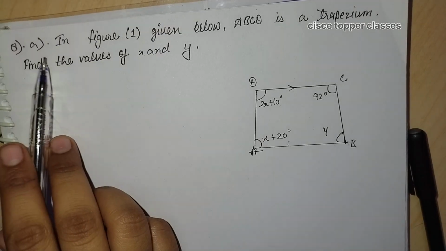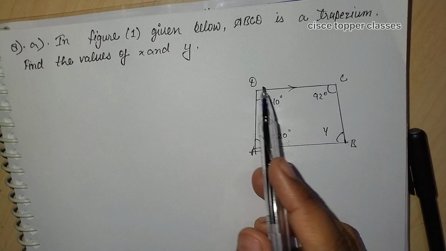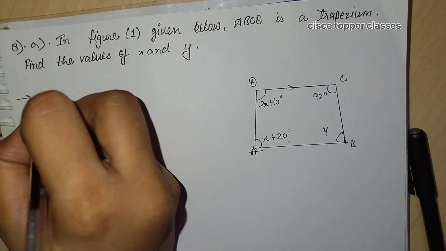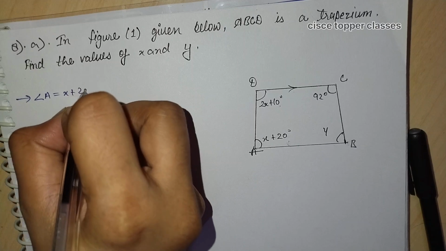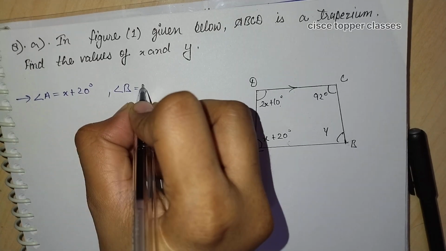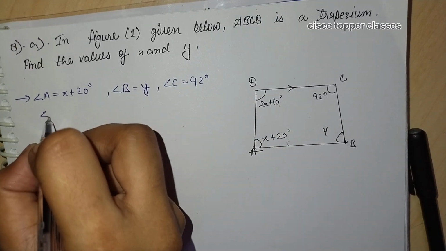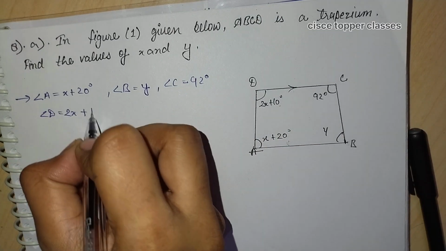Let us solve the 8th first part. In the figure given below, ABCD is a trapezium. We have to find the value of x and y. Angle A is equal to x plus 20 degrees, angle B is equal to y, angle C is given to us as 92 degrees in the diagram, and angle D is equal to 2x plus 10 degrees.